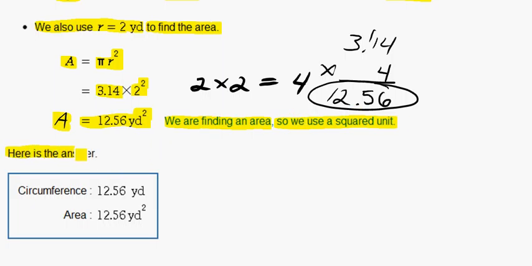So here is the answer. The circumference is 12.56 yards, and the area is 12.56 yards squared.